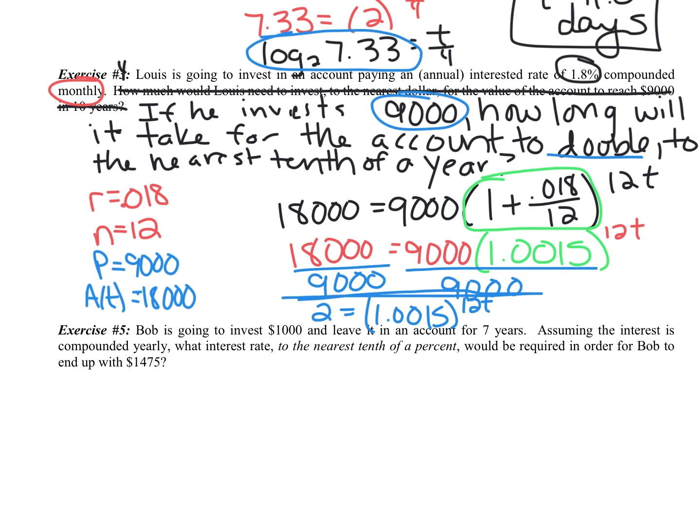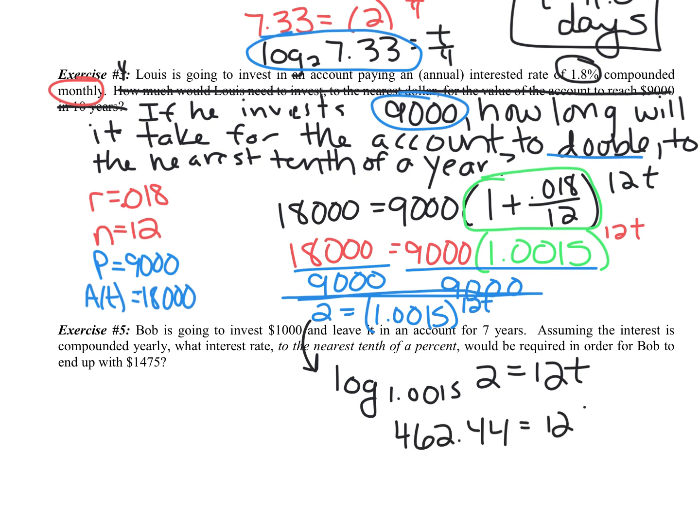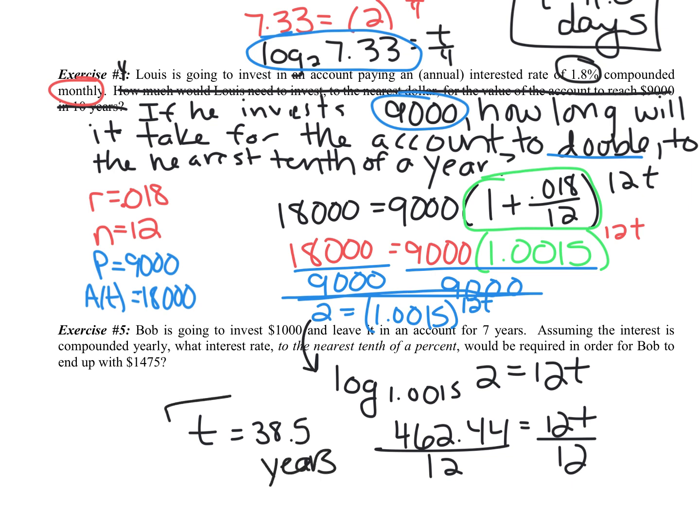Now, I'm actually not going to put the next problem on the video. I'm just going to let you start on Delta Math. So I'm just going to go down here to finish this one. So now we have log form. If I type in my logarithm, I'm going to get approximately 462.44. And when I divide by 12 to the nearest tenth, we said that's 38.5 years.